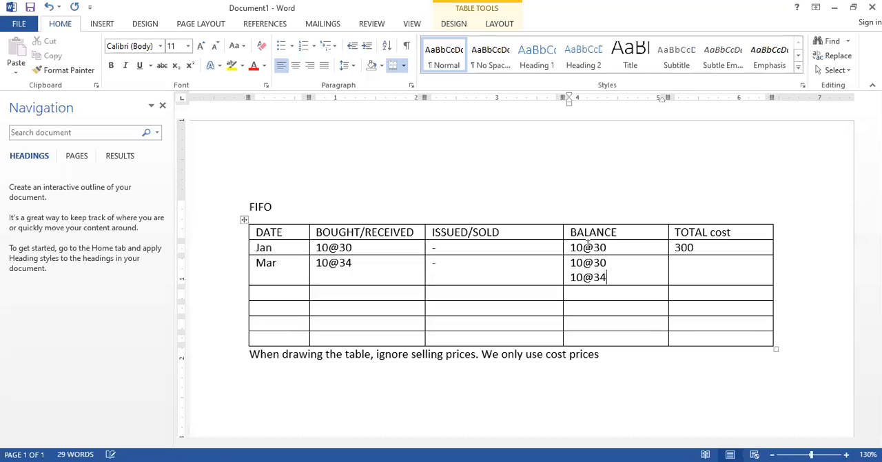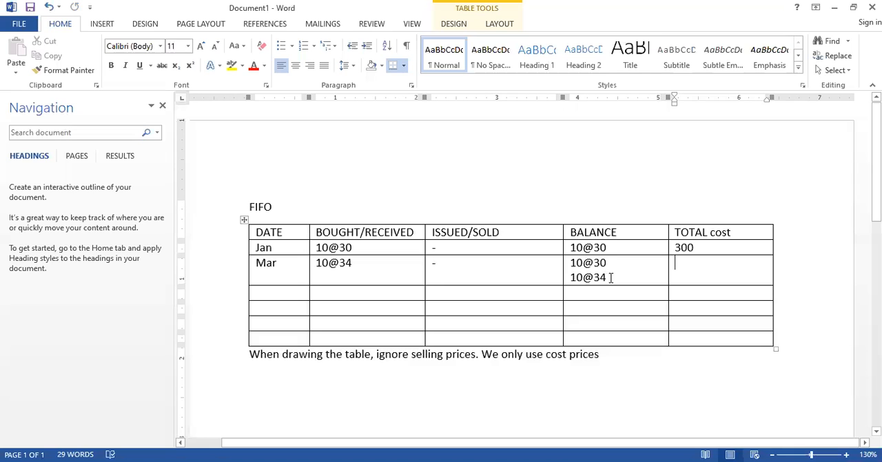So the rule says first bring down the balance from the previous month, and then after bringing it down, that's when you can record your new inventory. That's when you can add your new inventory that you just bought. So what will be our total cost? So our total cost will be, okay, 10 times 30, obviously it's 300, right?